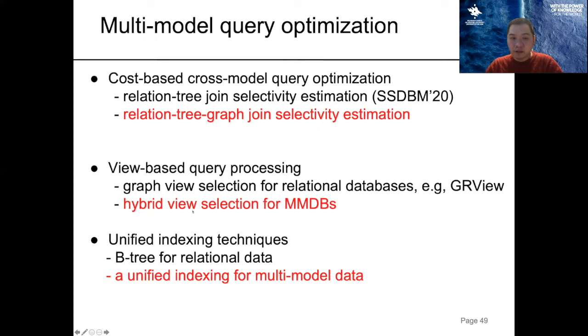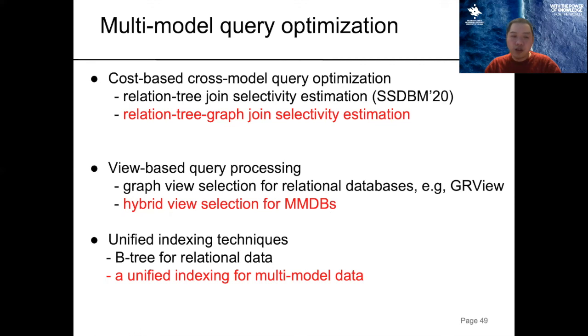The second promising direction is the view-based query processing. So we have developed a graph view selection tool called GRView for relational databases. The next step is to consider the hybrid view selection for multimodal databases.